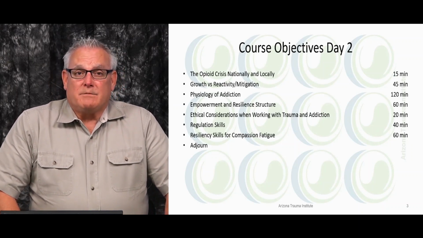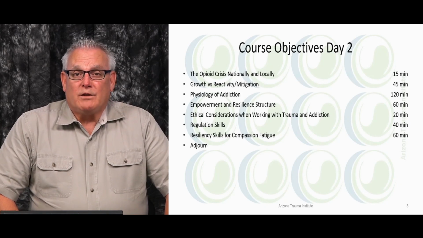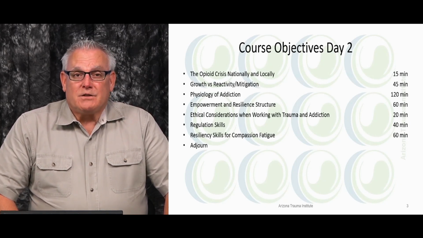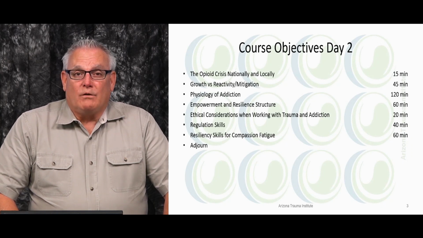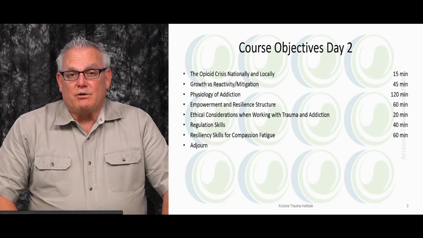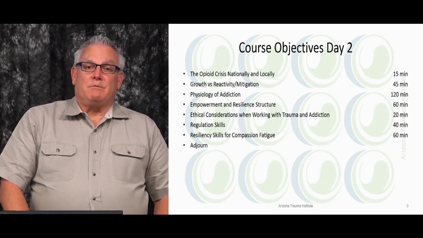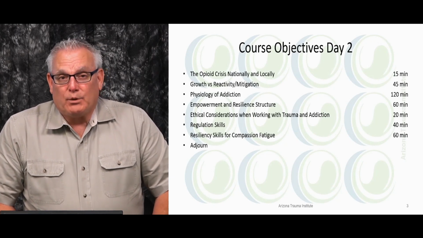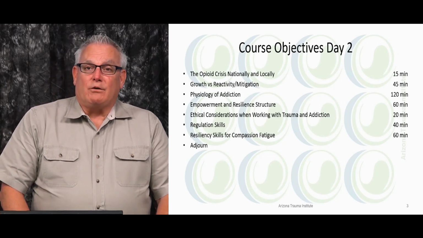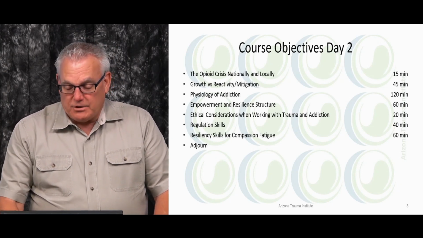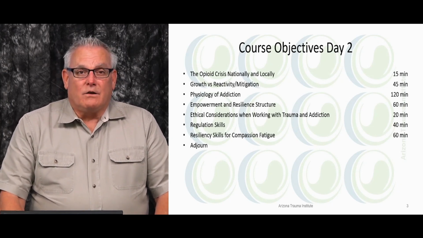And then we'll talk about some ethical considerations when working with trauma and addiction. We'll practice some regulation skills. And then we'll wrap up with resiliency skills for compassion. I'm going to share with you 5 antibodies from Gentry and how you can protect yourself from burnout or vicarious trauma. And that'll be our 2-day objective. Okay, so let's move forward.